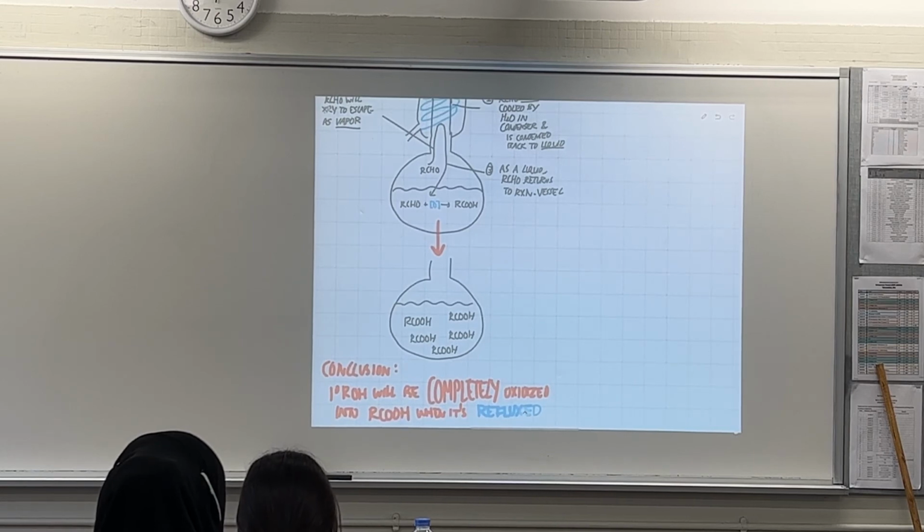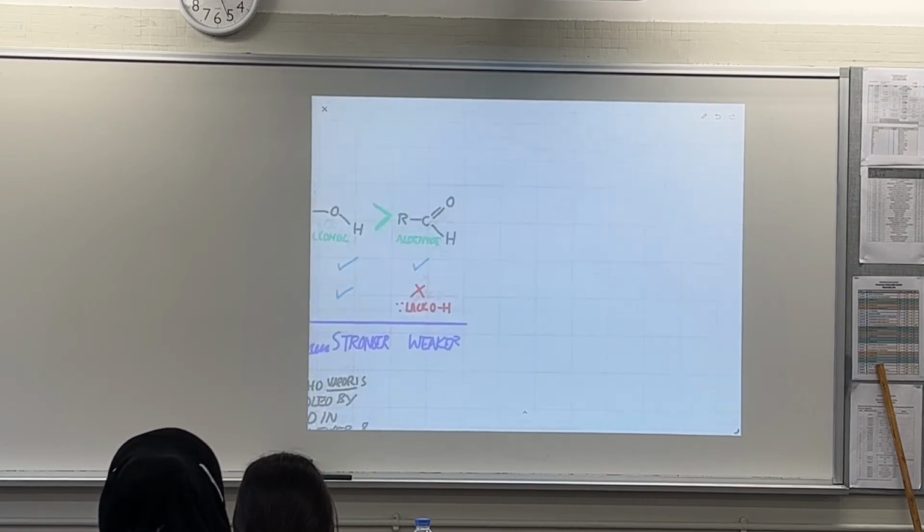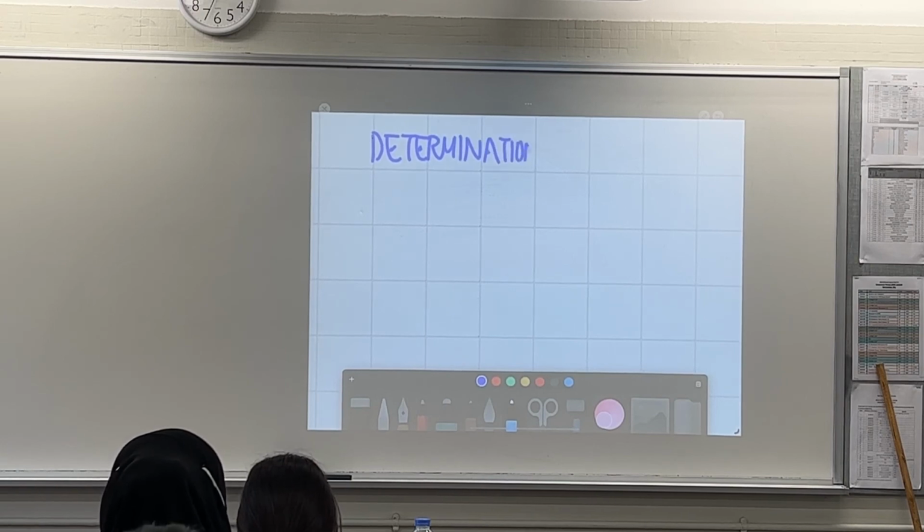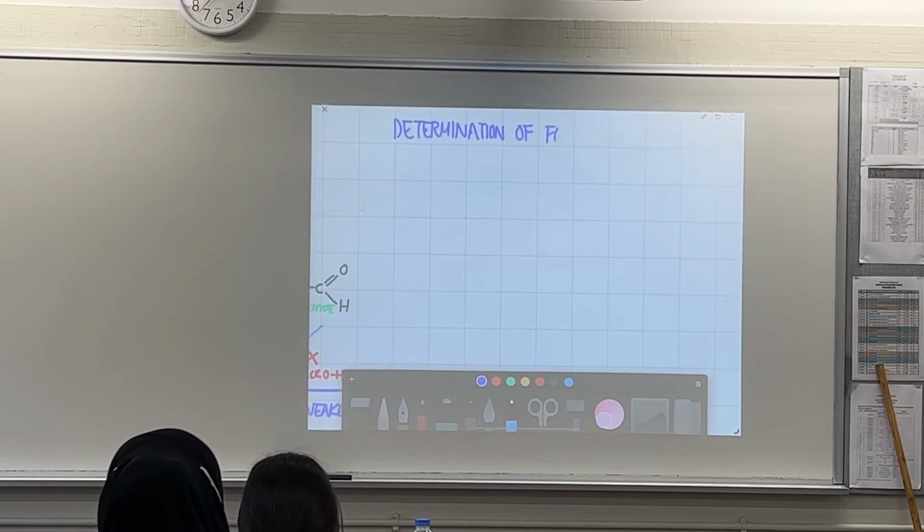Okay, now let's go back to the more hands-on activity here. How do we predict the formula of the aldehyde? We already saw that primary alcohol will become aldehyde, and aldehyde will become carboxylic acid, right? How do we predict the formula? Yeah, finish copying this first. And then here we'll look at this part: the determination of the formula of the oxidation products.